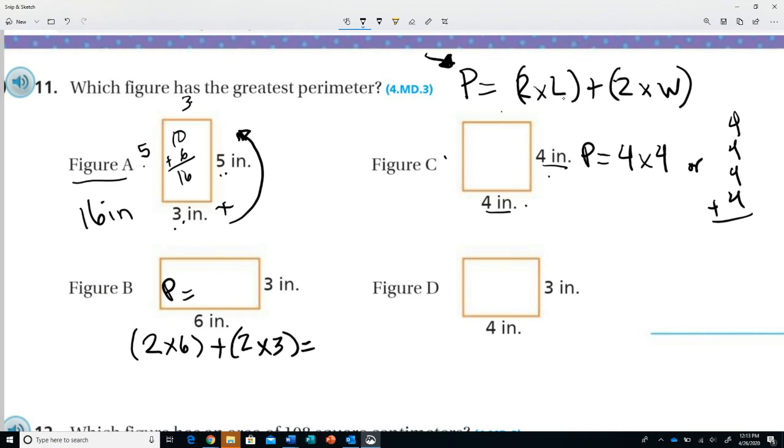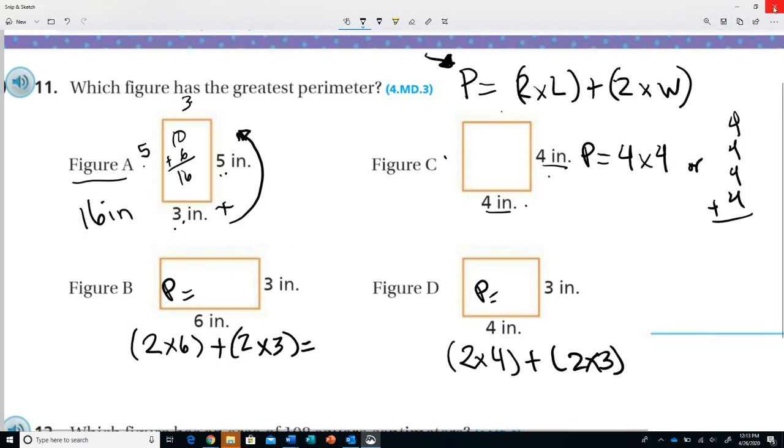Figure D is back to a very standard rectangle. I would again encourage you to try the formula 2 times 4 plus 2 times 3, and that will give you your total perimeter. The question asks for which figure has the greatest perimeter, so your answer will be figure A, figure B, figure C, or figure D. I have not worked them out. Just by looking at them, I can eliminate a couple, but I'm not going any farther in this question. It is up to you to make your final choices on here.